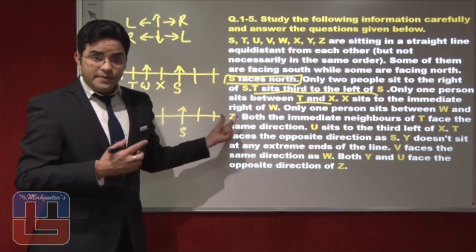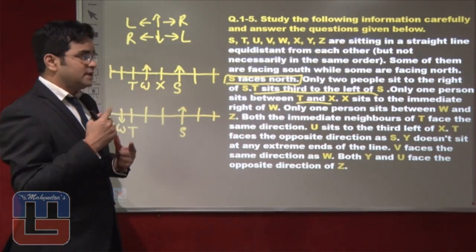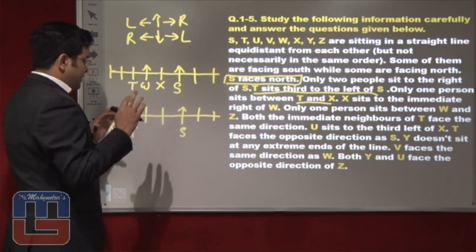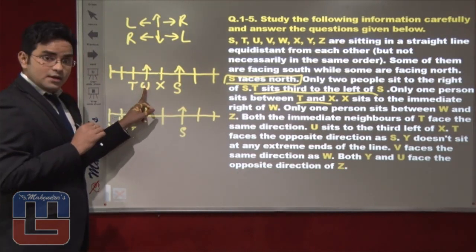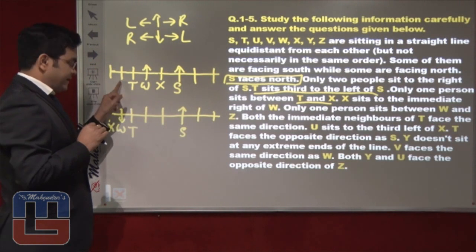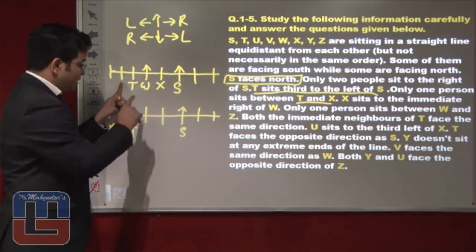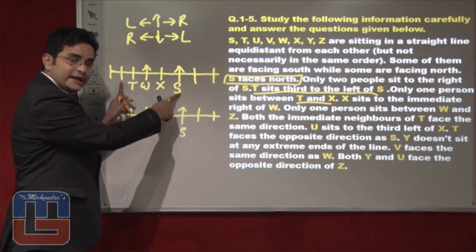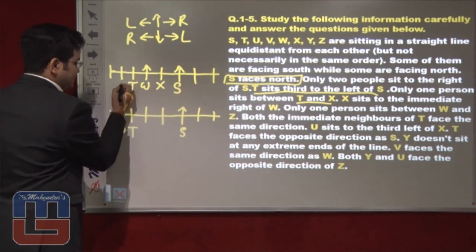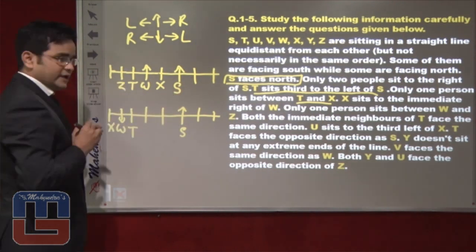What is it saying? Between W and Z, only one person is sitting. Okay, only one person is sitting between W and Z. So if W is here, one gap, Z here, it is possible in this possibility. W, one gap, Z, you cannot put here because S already occupies that place. So in this case you have to put Z here only.